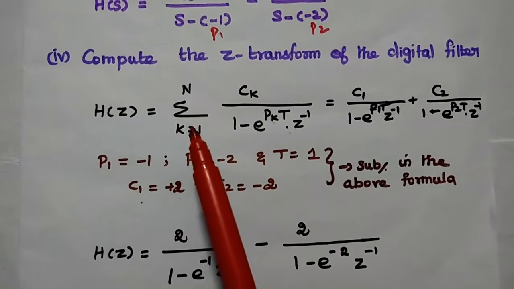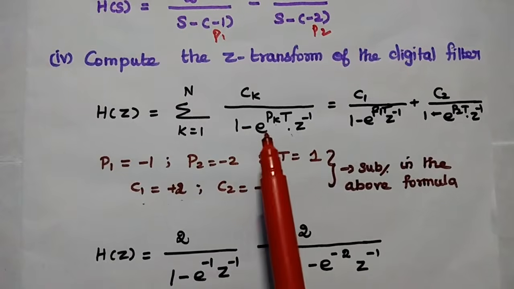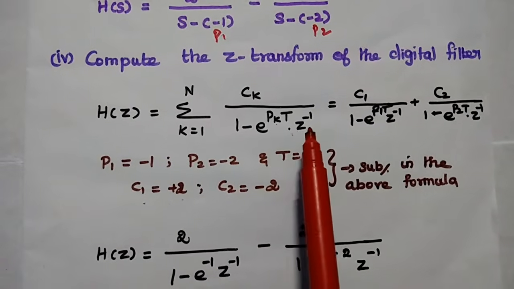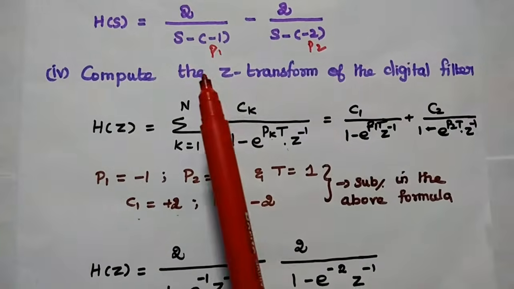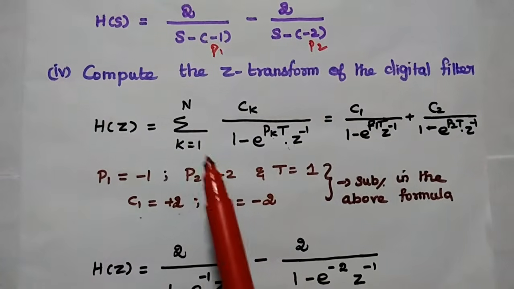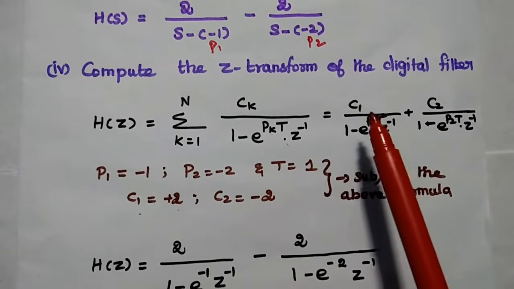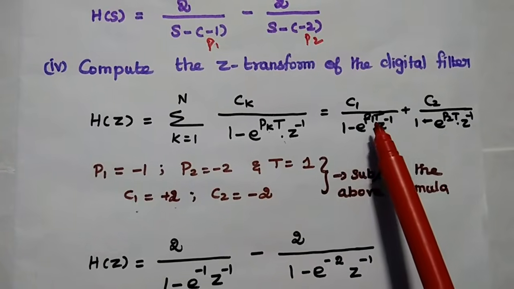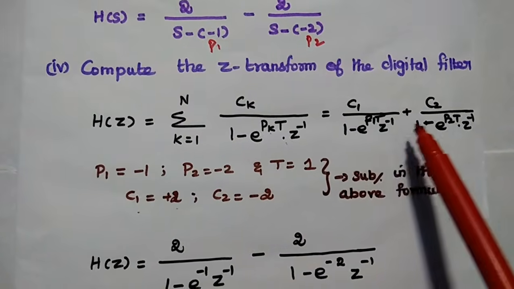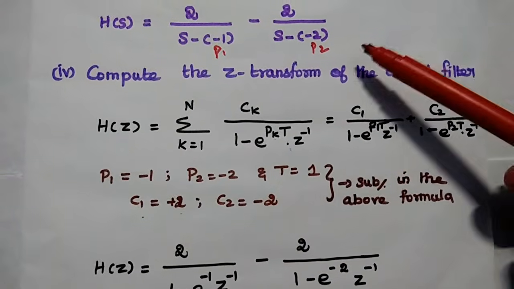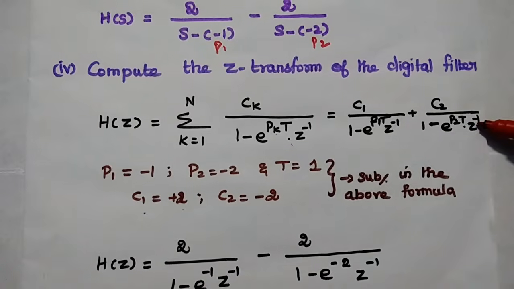So here h of Z is equal to summation k is equal to 1 to capital N ck divided by 1 minus e power pkT into Z power minus 1. So here the number of roots, there are two poles, right? P1 and P2. So here the order of the filter is 2. So we are going to expand that formula as C1 divided by 1 minus e power P1, okay, k value is 1, P1 T into Z power minus 1 plus, then for the second pole we can say C2 divided by 1 minus e power P2 T into Z power minus 1.